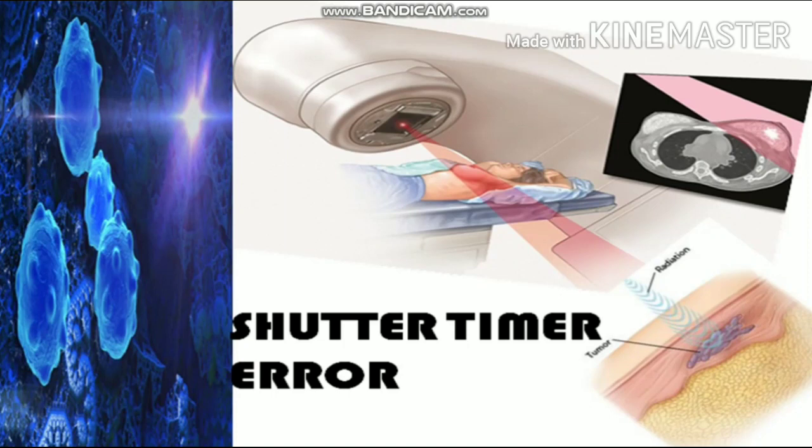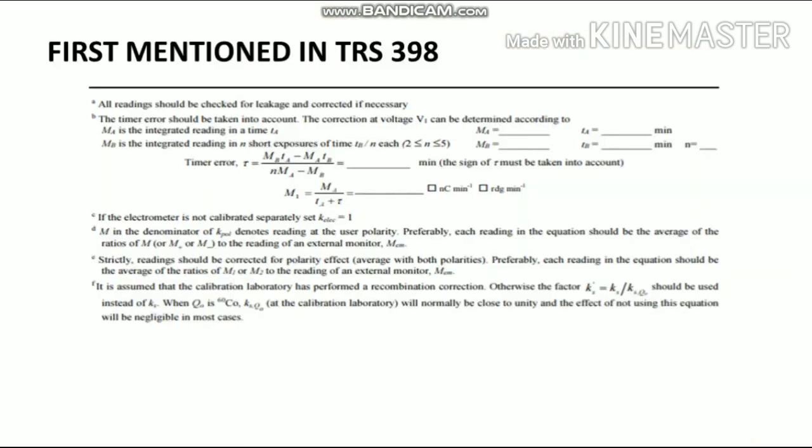The shutter timer error in a teletherapy unit is very important and needs to be measured and applied accurately. In this video, a very brief and collective discussion is presented, so watch the video till the end. For more information, please follow the references given in the description below.